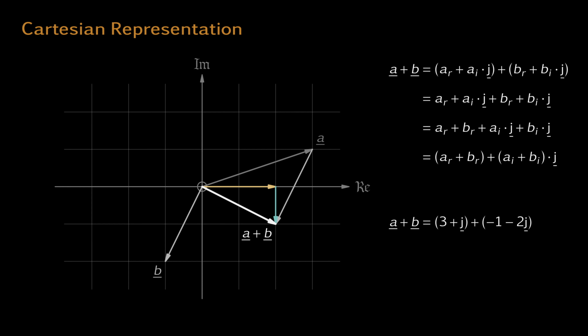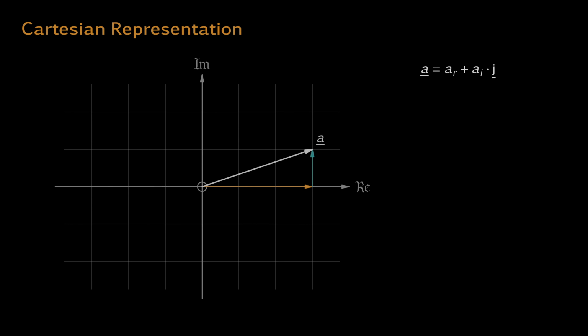In our example, A is 3 plus 1J and B is minus 1 minus 2J. The sum of the real parts is thus 3 minus 1, and that of the imaginary parts 1 minus 2, which finally gives the sum 2 minus J. Let's look again at some arrow A and its components AR and AI times J. The additive inverse minus A is an arrow of the same length as A, but opposite direction. But this must also be true for its real and imaginary components. So minus A is just minus AR minus AI times J.